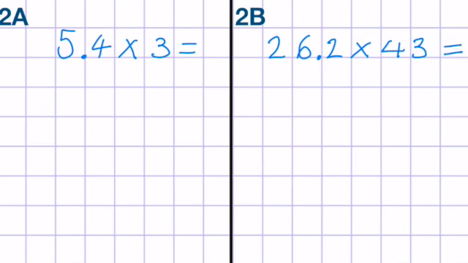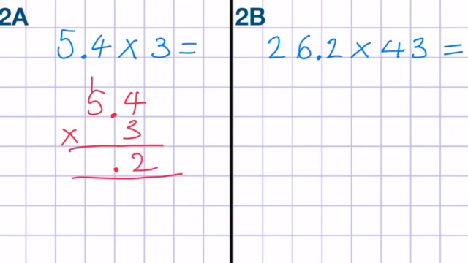Here we have 5.4 times 3 and 26.2 times 43. Press pause, then we'll do it together. 5.4 times 3. So we put our decimal point in the answer box. 3 times 4 is 12, carry the 1. 3 times 5 is 15, plus 1 is 16, so that's 16.2.